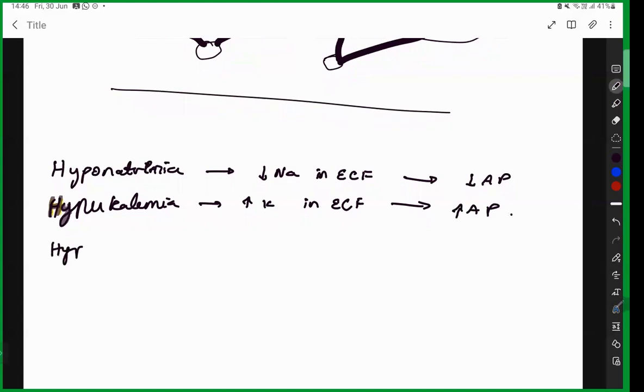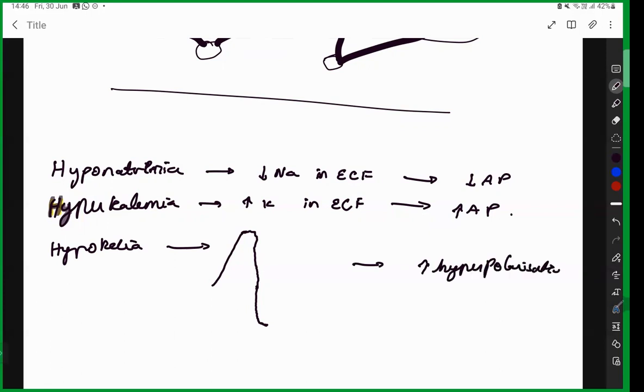Then what happens in hypokalemia? In hypokalemia, the neurons will be the first to have the problem. Sodium is fine, so there is going to be depolarization, followed by repolarization. But it is going to cause hyperpolarization. Since more potassium ion is leaving the cell, the membrane potential is further reduced. It causes hyperpolarization. All these points are very important.